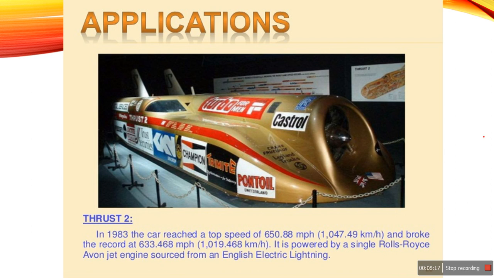The different applications. In 1983, the car reached a top speed of 650.88 mph. You see here what the speed is. They are also utilized for racing cars. It is powered by a single Rolls-Royce jet engine sourced from an English Electric Lightning.